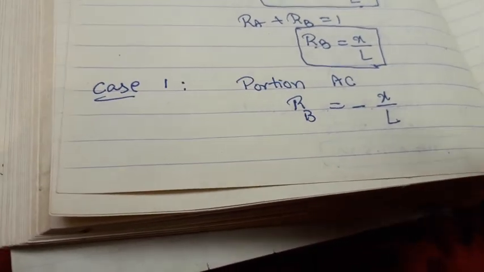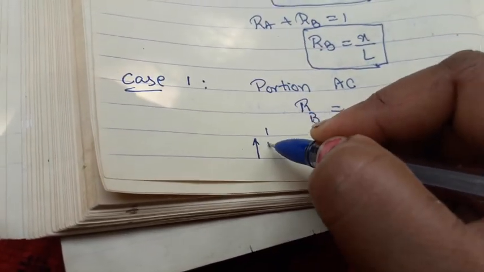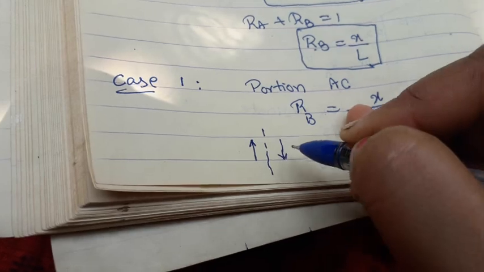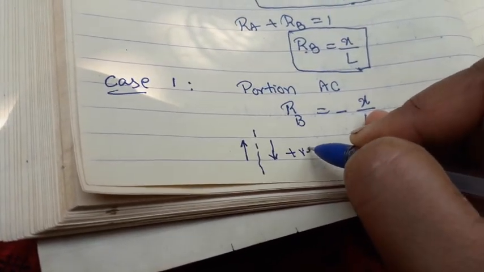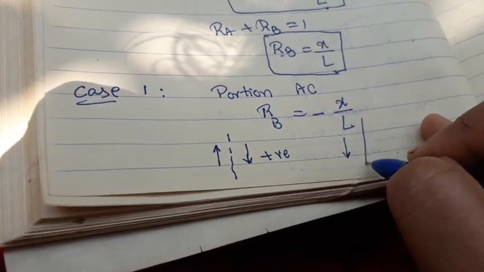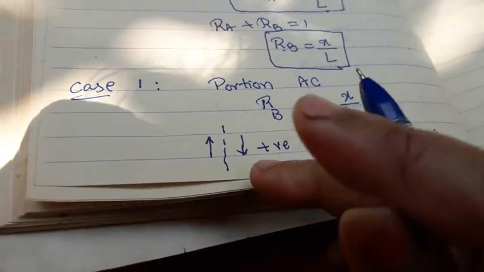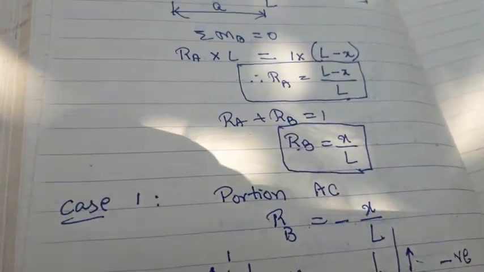So we have to remember one thing: shear force, if it is upward on the left side and downward on the right side, is considered positive, and if it is downward on the left side and upward on the right side, then it is considered negative. So based on this, it is minus x by L.